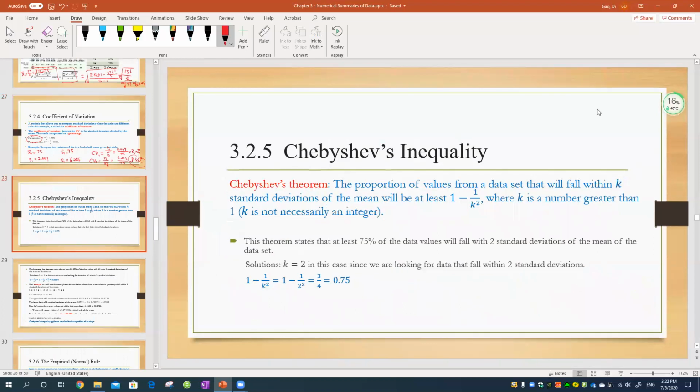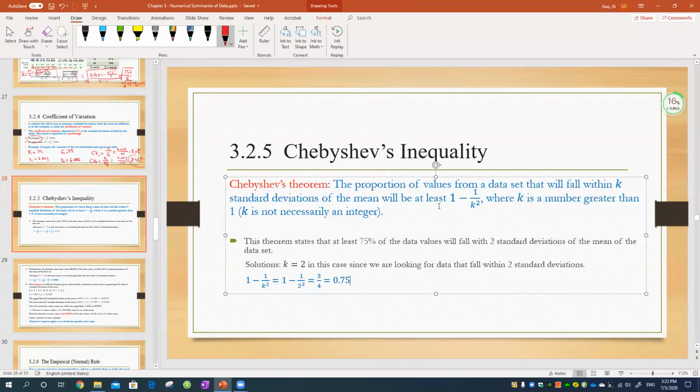Okay, now let's look at part 5, Chebyshev's inequality. Chebyshev's theorem: the proportion of values from a data set that will fall within k standard deviations of the mean will be at least 1 minus 1 over k squared, where k is a number greater than 1. And note that k is not necessarily an integer. This theorem states that at least 75% of the data values will fall within 2 standard deviations of the mean of the data set. Why can we say that?